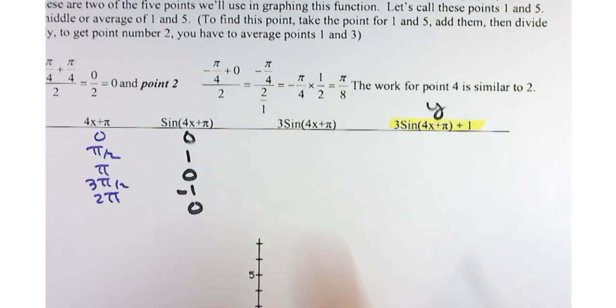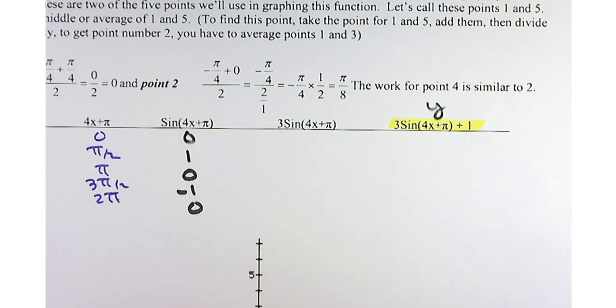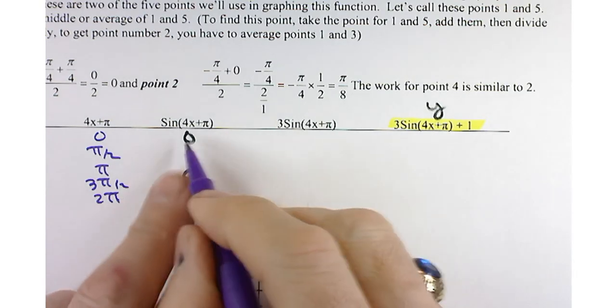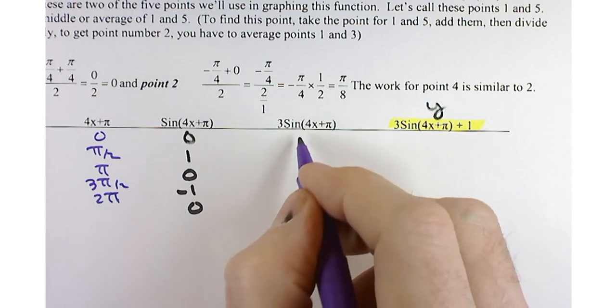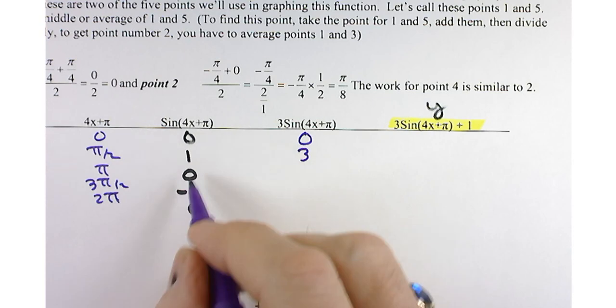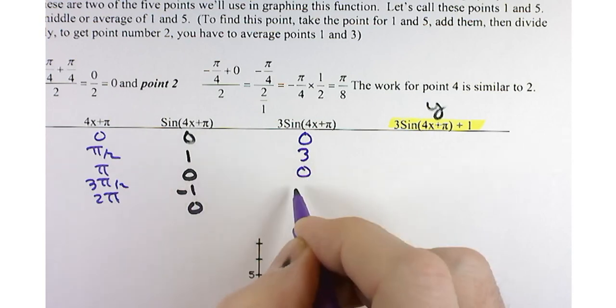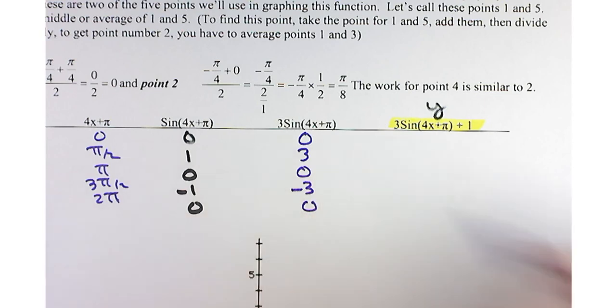What's going to happen when I go to this next column? What's 3 times this going to give me? What should I put in this next column? Well, what's 3 times 0? 0. 3 times 1 is 3. 0. Negative 3. And 0 again.